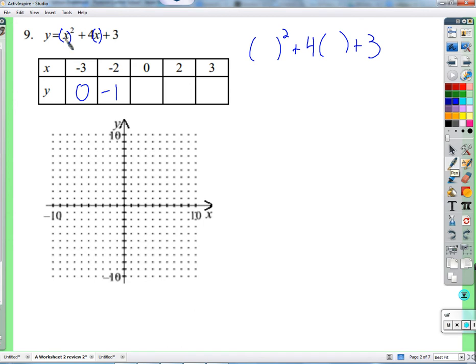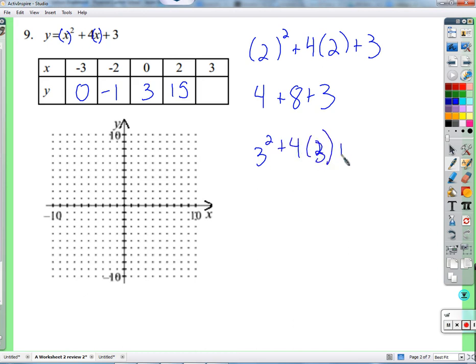Zero. Zero squared plus four times zero is zero. So we're just left with plus three. Zero plus three. These are going to be very similar. It's just we're going to plug in positive two and positive three. So really the only difference is this number is going to be positive rather than negative. So we're going to get four, still positive four, plus eight plus three. We get 12 plus three, 15. This 3 squared plus 4 times 3, not 2, plus 3. 9 plus 12 plus 3, 24.